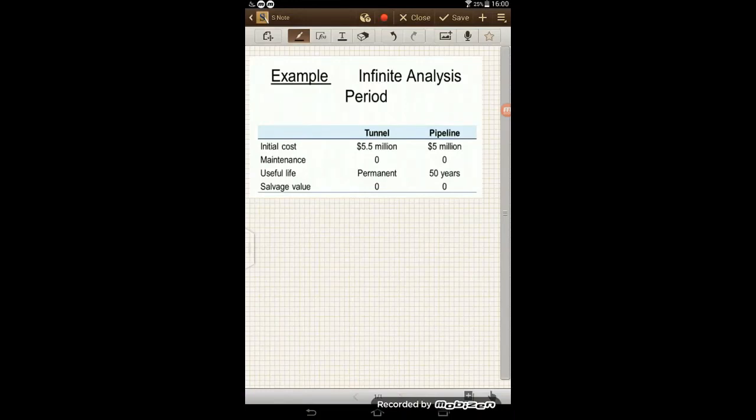As we saw in the first 4 weeks, if we have permanent structures like tunnels, roads, highways, dams, such things are considered permanent, and we have a formula for this: A is equal to P multiplied by I, or in a different version, A is equal to P over I, right?